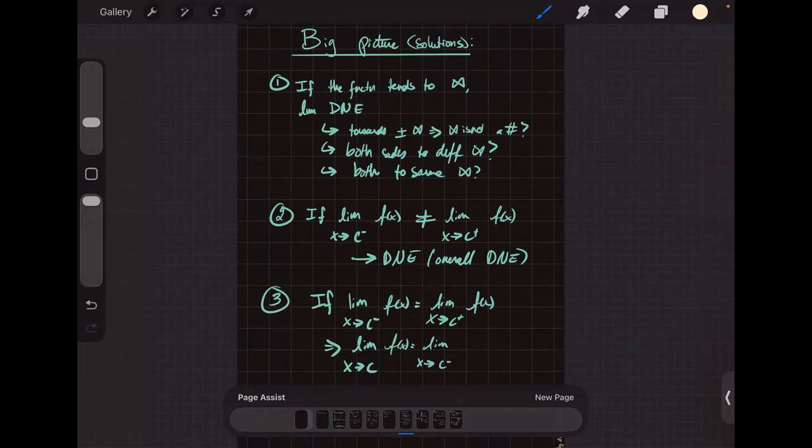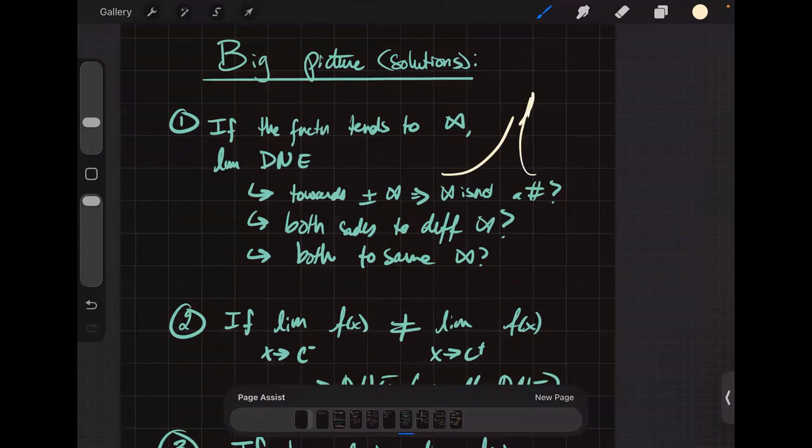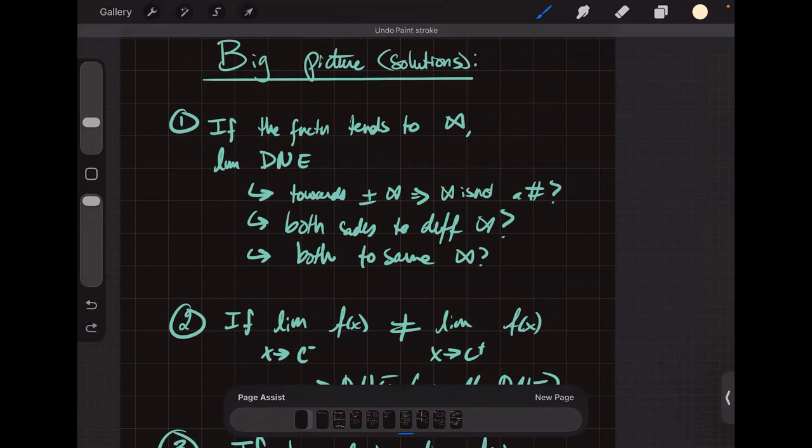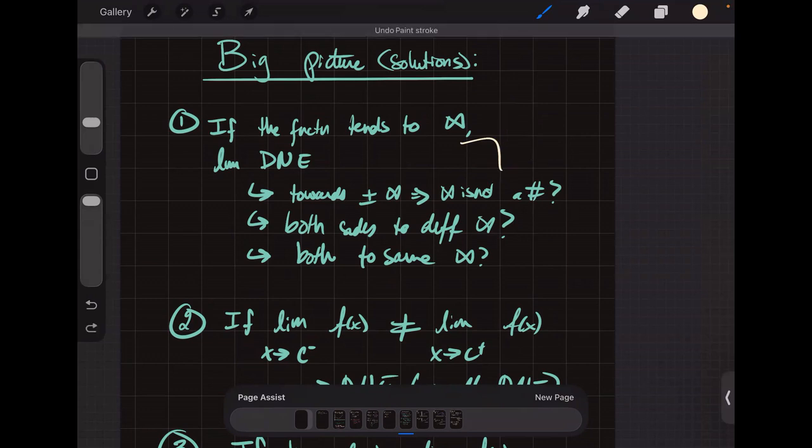So here are my big picture expectations when it comes to solutions. If the function tends to infinity, the limit doesn't exist because infinity is not a number. If they both go towards positive infinity, make note of that. Both sides go towards positive infinity, but infinity is not a number, so the limit doesn't exist. If they go in different directions, make note of that. The limit still doesn't exist.